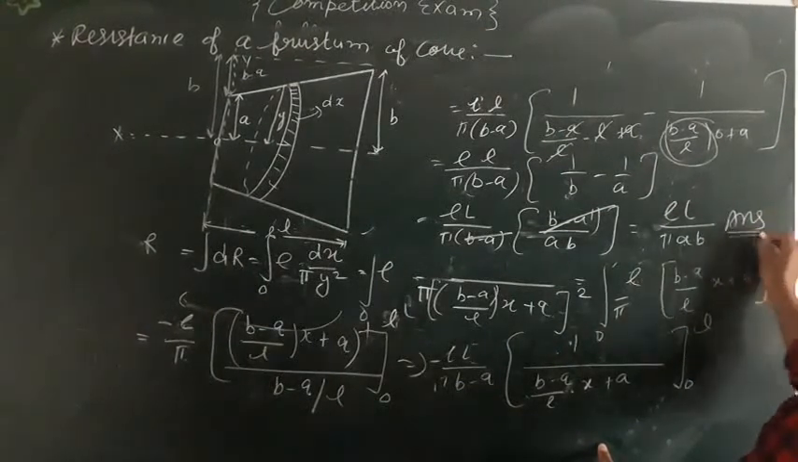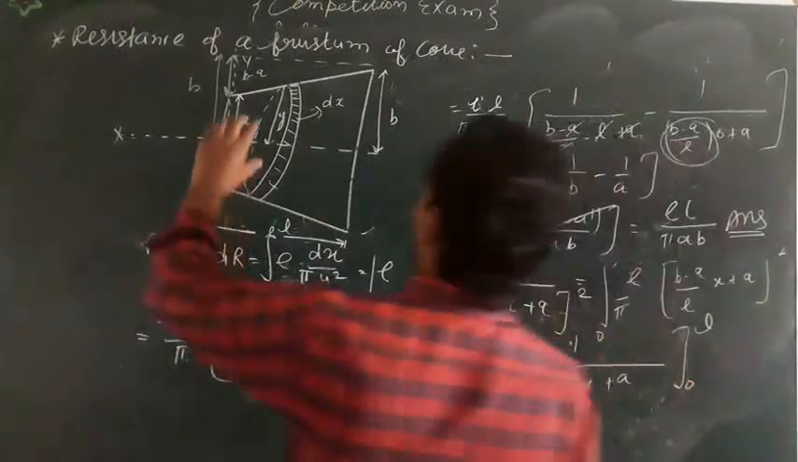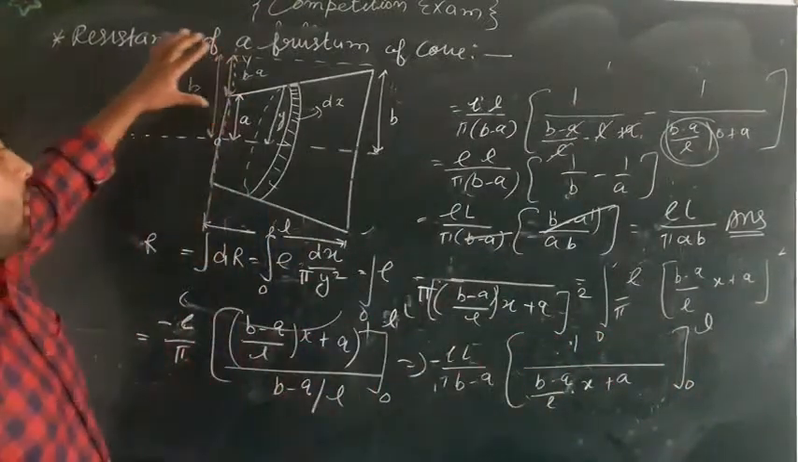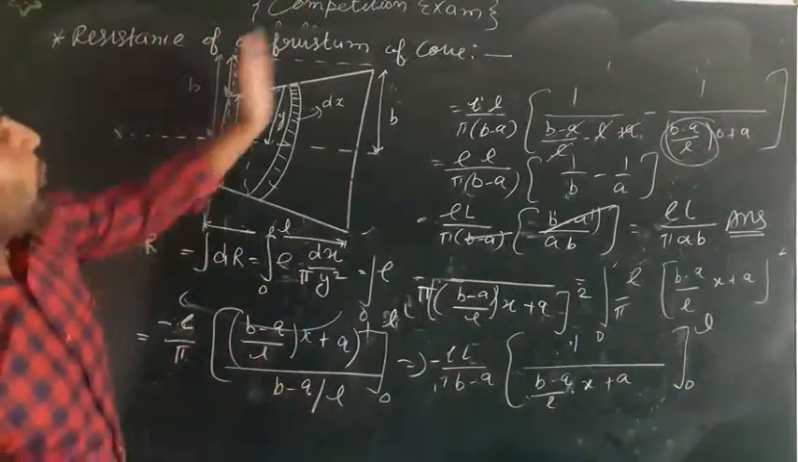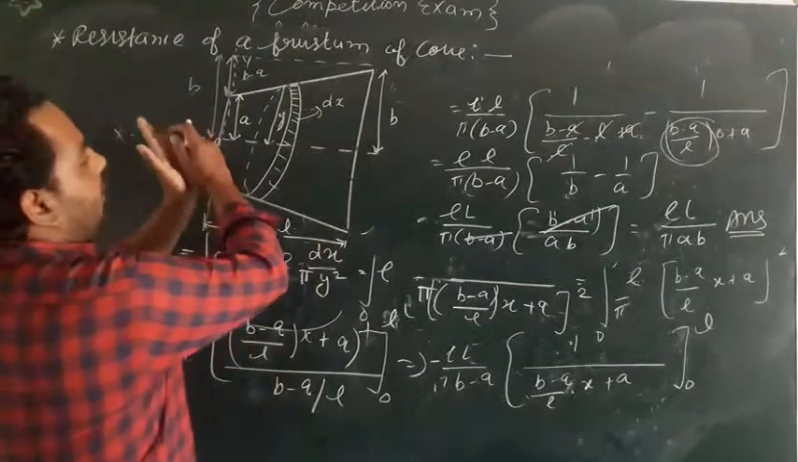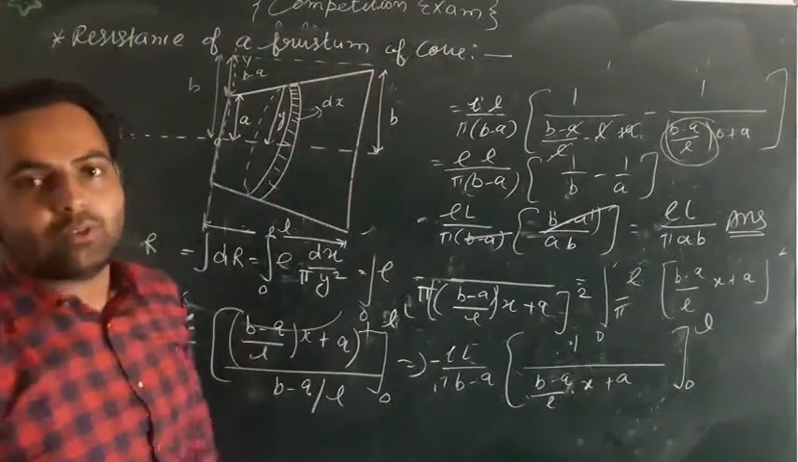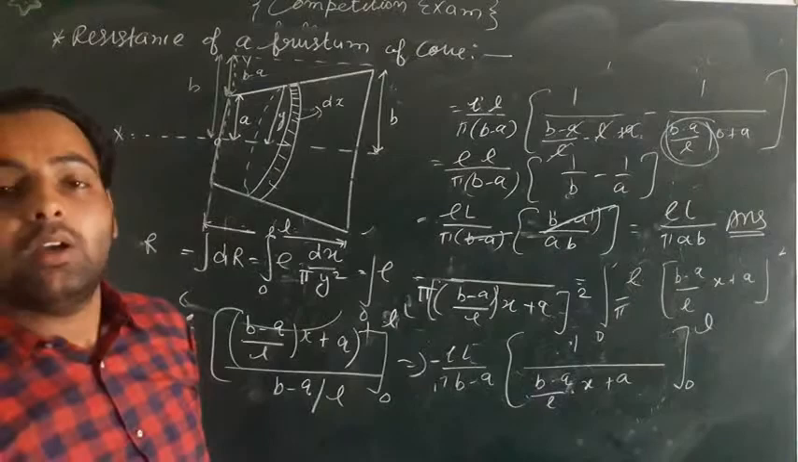So this is your resistance of a frustum of a cone whose radius changes uniformly. So this is your topic, resistance of a frustum.